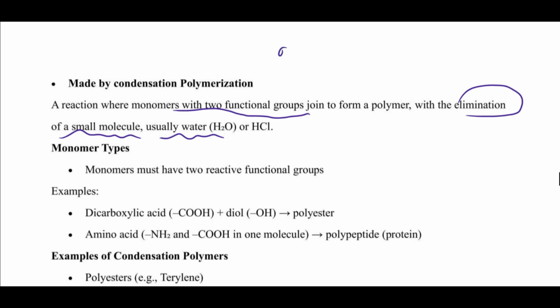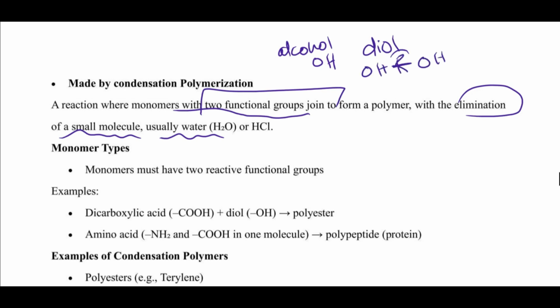For example, an alcohol has only one functional group, OH, but by the definition here, it should have two functional groups. It means we need a diol that has two functional groups, OH and OH, with some compound in between. For example, HOCH2CH2OH, so here also we have OH, right? So it is a diol.